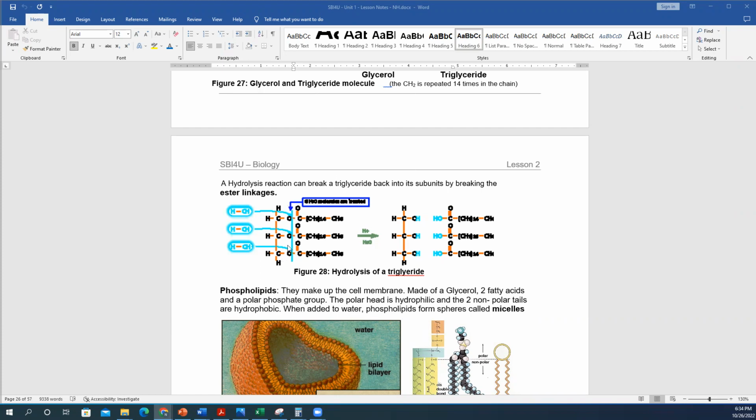These are ester bonds here that are broken. And once it's broken, you have the fatty acids and the glycerol part of the molecule. And the reverse of this would be the condensation reaction, where you are removing this water in order to create these bonds and to create the larger triglyceride molecule.